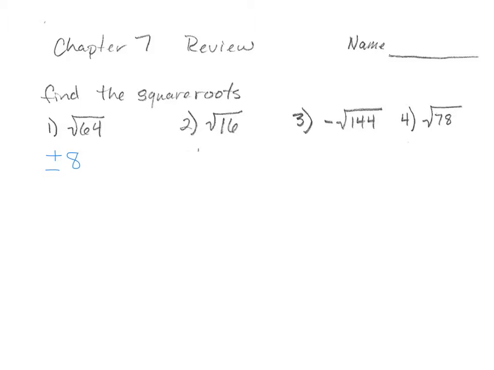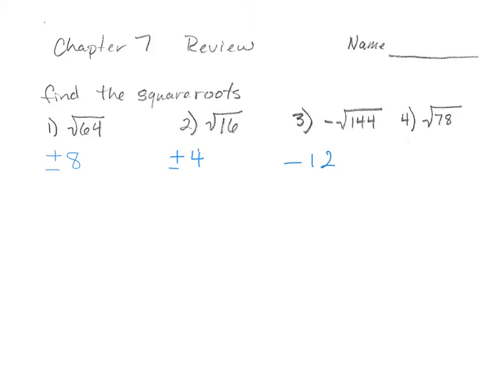Number 2, the square root of 16. What times itself equals 16? So that would be 4. And so we would have positive and negative 4. Number 3, the negative square root of 144. If you need a calculator, pull out your calculator and plug in the square root of 144. And you should get negative 12.